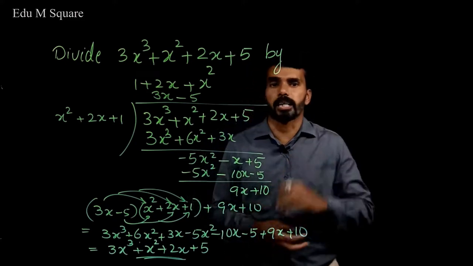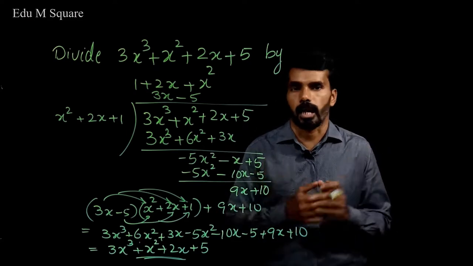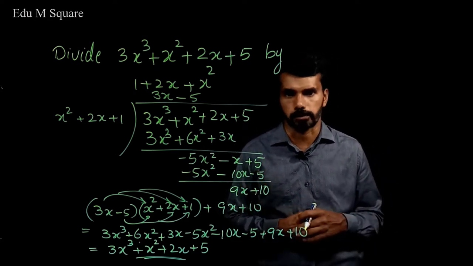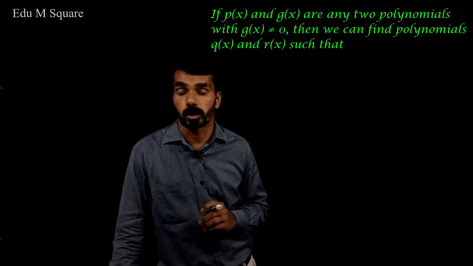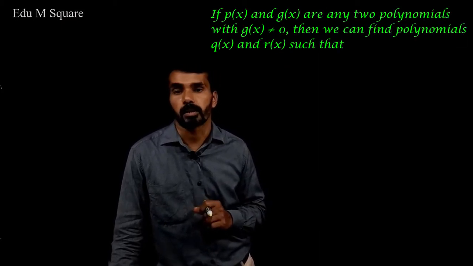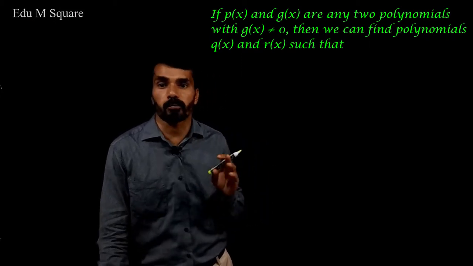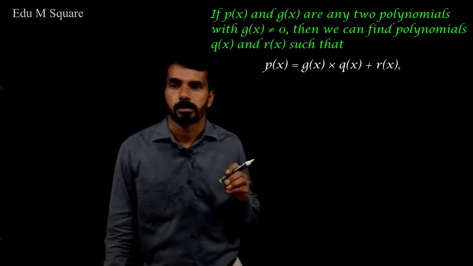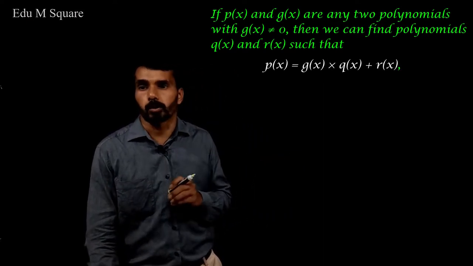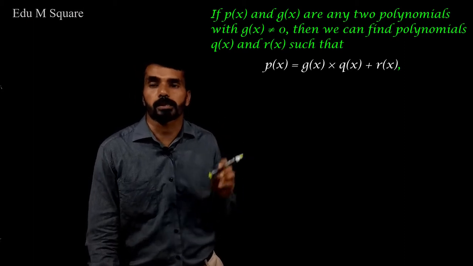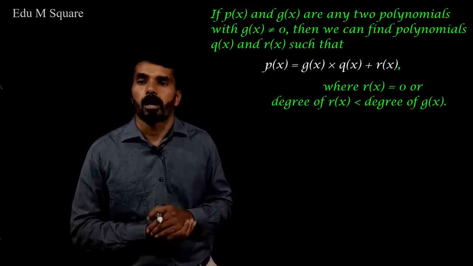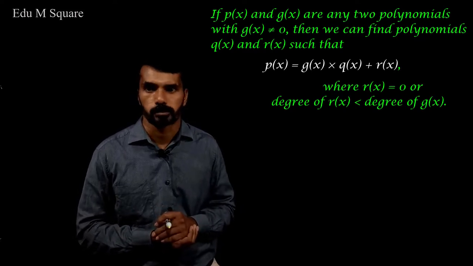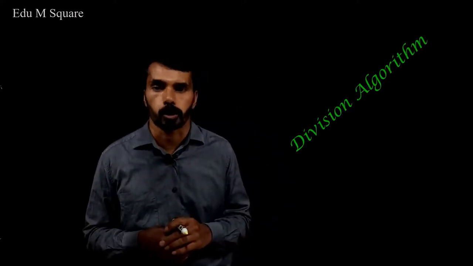That is the application of the Euclid's division algorithm that we have learned in the first chapter. So if p of x and g of x are two polynomials where g of x is not equal to 0, then we can find two polynomials q of x and r of x such that p of x is equal to q of x into g of x plus r of x, where r of x is equal to 0 or degree of r of x is less than degree of g of x. This result is known as the division algorithm for polynomials.